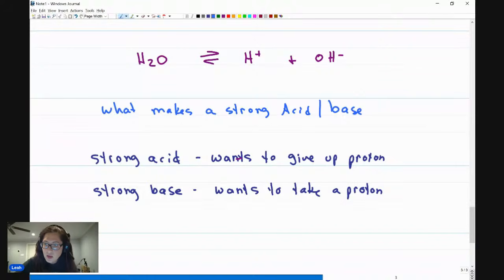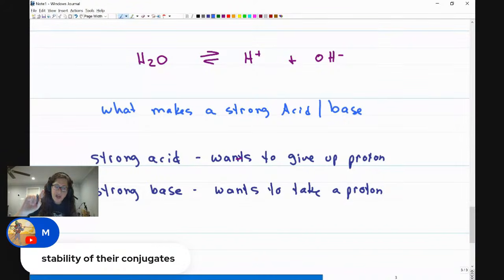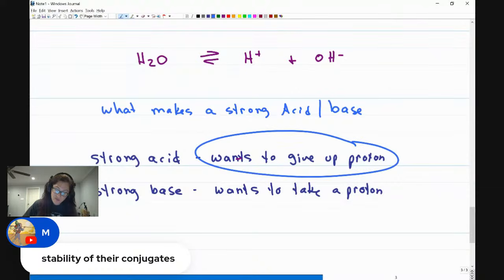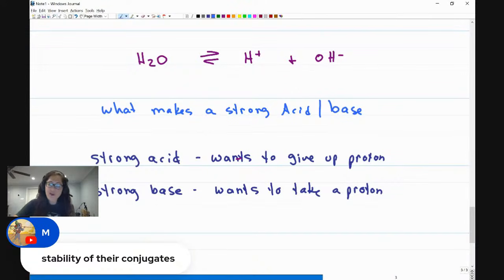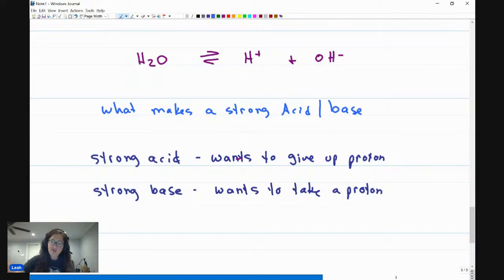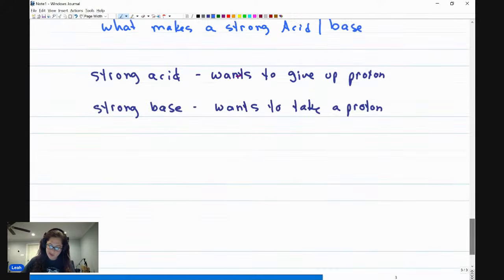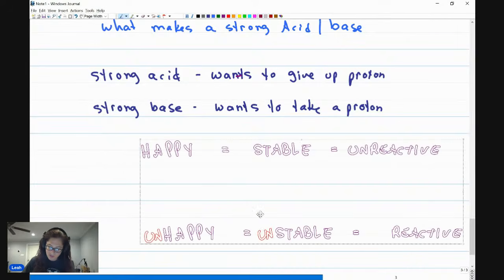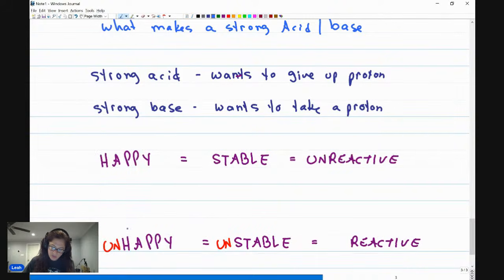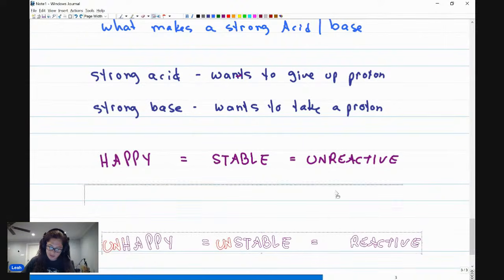I see a couple of additional comments, and I want to go through them because this will be critical to the next step. The stability of their conjugates is partly how we define what is going on here. So that brings up the question of, what makes it want to give up a proton? And to answer that question, I want you to consider, this is not just for organic chemistry. You're going to hear me say this in a lot of the chapters this semester. And you're also able to apply it not just to chemistry, but to life in general.